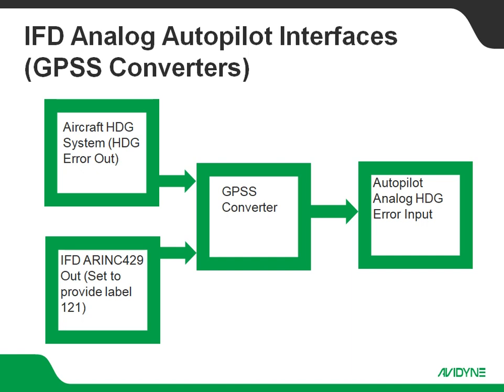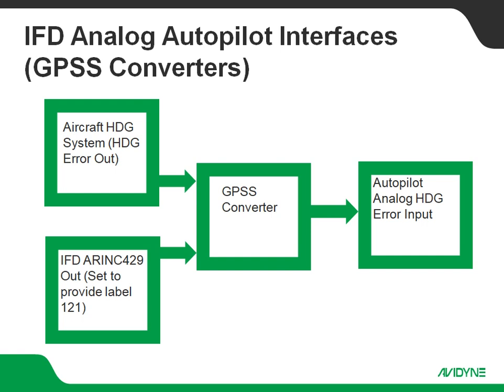So just as a block diagram setup on how this works, with a GPSS converter, you have your aircraft heading system, which provides your heading error out. Without a GPSS converter, that heading error out would be connected directly to the autopilot, and you put the autopilot in heading mode, and off you go.